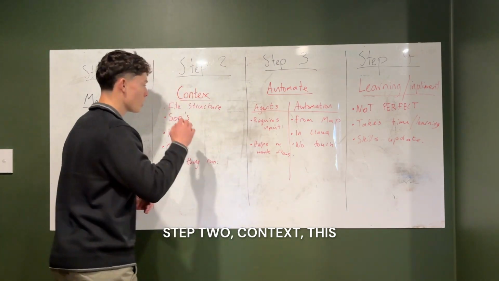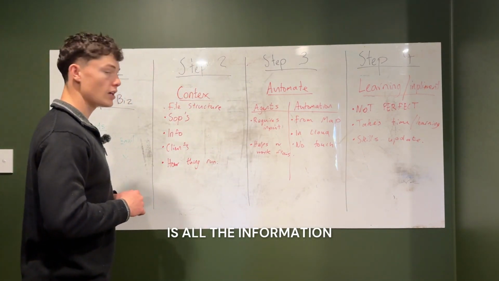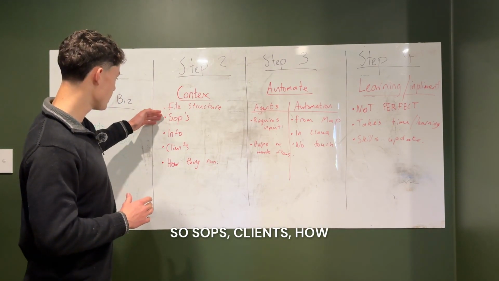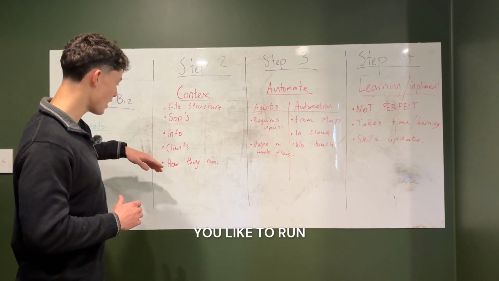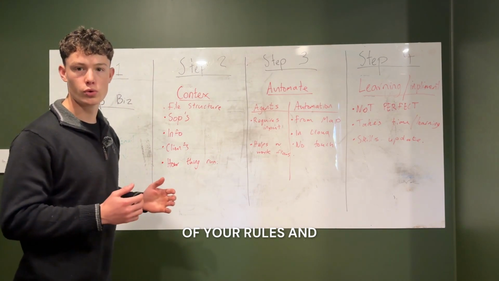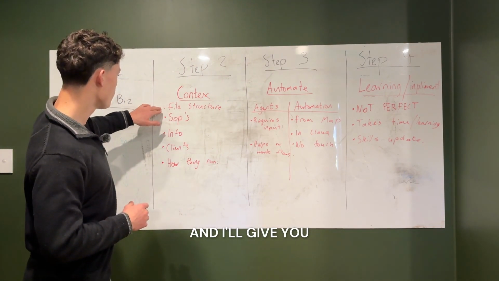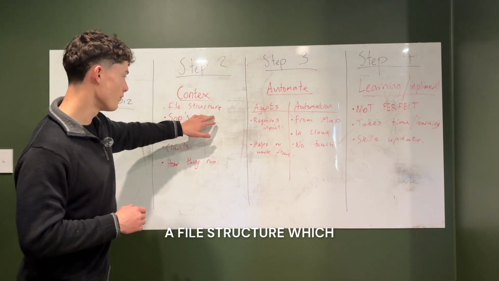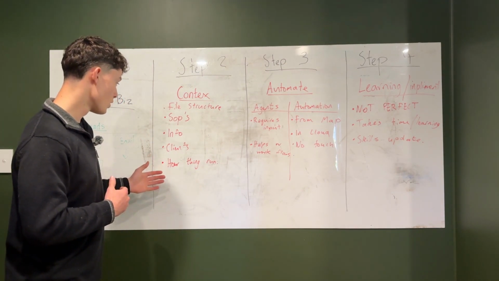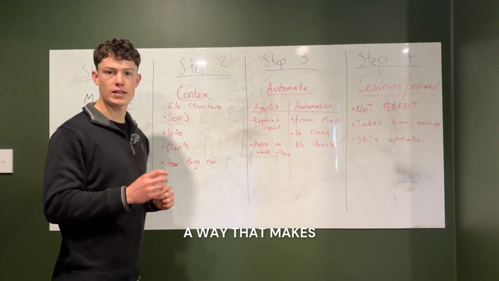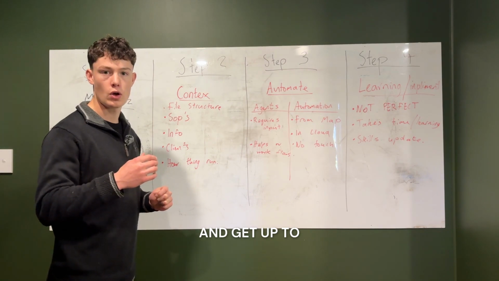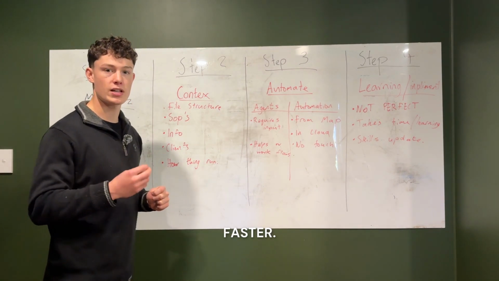Step two, context. This is all the information there is on your business. So SOPs, clients, how you like to run things, who you like to deliver to, your rules and that kind of stuff. And I'll give you a file structure which lets the AI ingest all of this information and store it in a way that makes it a lot easier for the AI to go in and read and get up to date on things much faster.